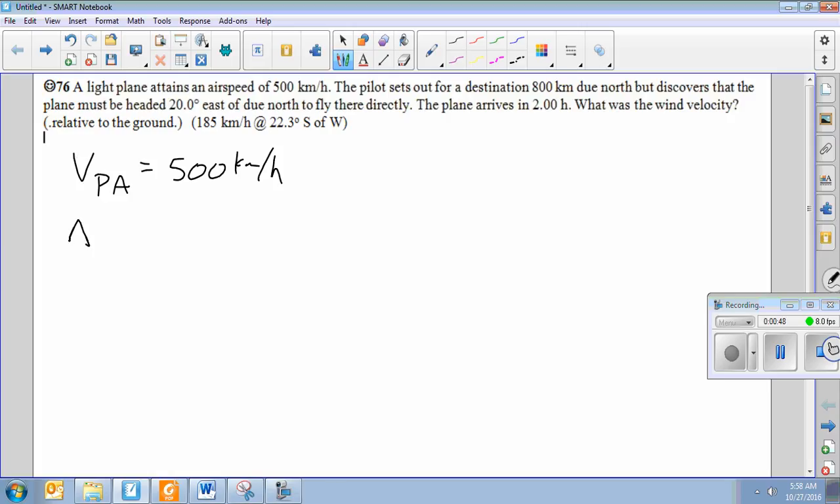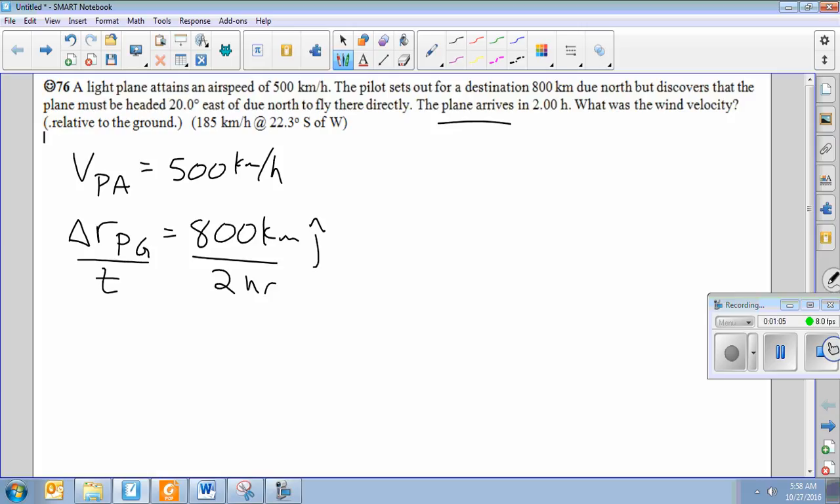So our goal is we want our displacement, our change in position of the plane relative to the ground, to be 800 kilometers due north, right? And later on it tells us that's going to take 2 hours. So if you divide by 2 hours, that gives us the average velocity of the plane. If we assume it's flying at a constant velocity, then we find that the velocity of the plane relative to the ground is 400 kilometers an hour, again, due north. And the question is, what's the velocity of the wind? What's the velocity of the air relative to the ground?